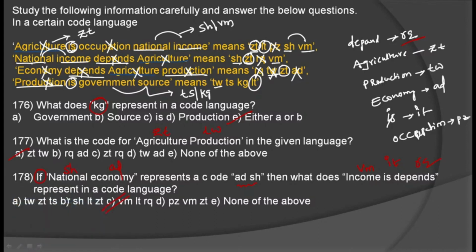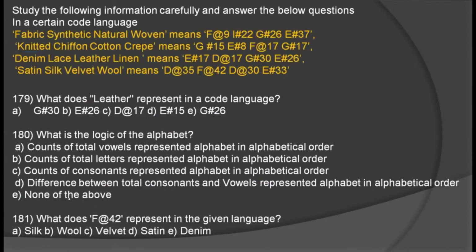Guys, if the words are repeated, just compare one statement to another statement and identify the code language of those particular words. You see this question. Now, if the words are not repeated, see here: fabric, synthetic, natural, woven, knitted, and chiffon, cotton, crepe, denim. There is no word which is repeated, so the codes are not repeated. You need to identify the individual coded pattern.